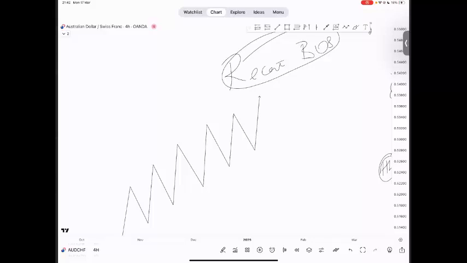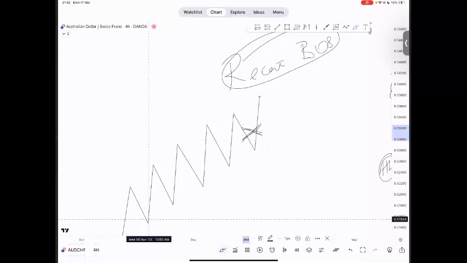So when you're done mapping out your market structure, I told you that this particular recent break of structure is no longer a consideration for you. The most recent break of structure at any point in the market is not a consideration for you. It is a form of inducement.